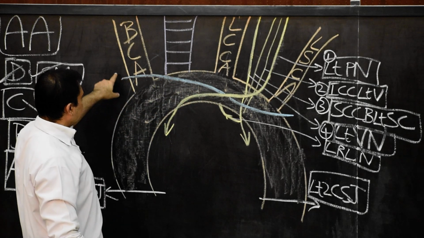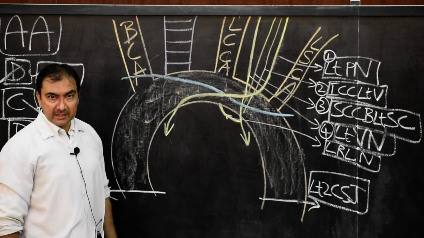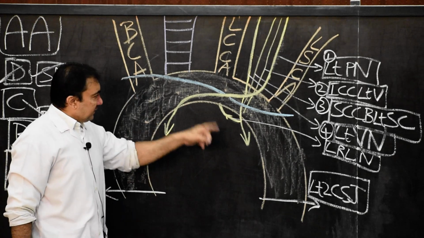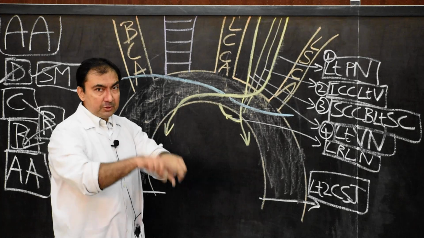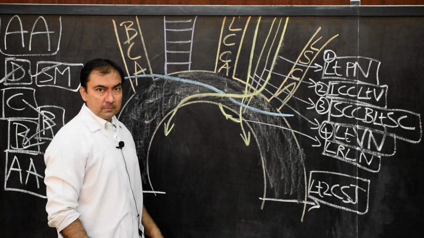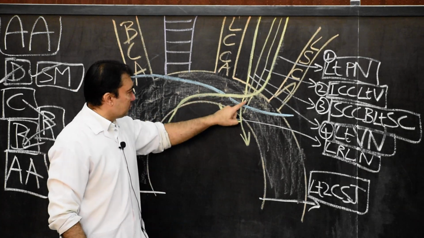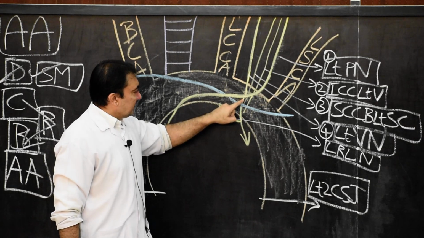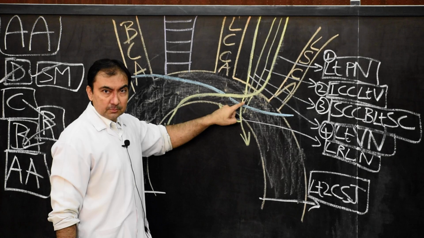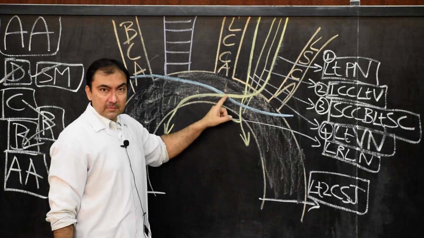Ultimately, it is going and it will drain in the left brachiocephalic vein. But the left superior intercostal vein is lying deep to the left phrenic nerve, but it will lie superficial to the 2 cardiac nerves and the left vagus nerve. So this is how you have to draw it.